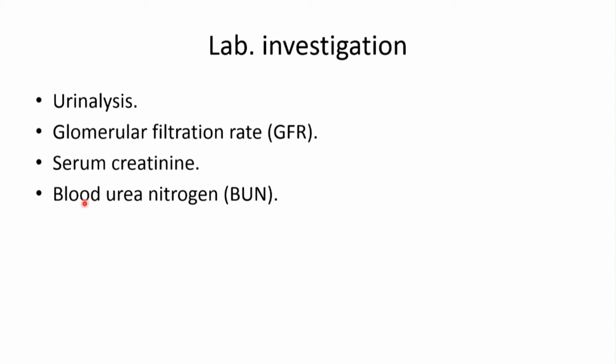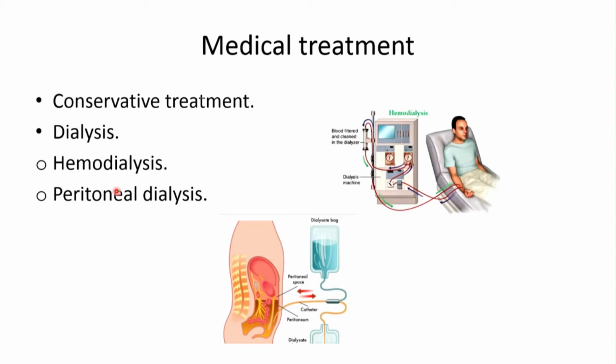And also an investigation for blood urea nitrogen. So this is the most important laboratory investigation, and actually the most important thing is the serum creatinine, because the glomerular filtration rate depends on the serum creatinine in order to diagnose a patient with end-stage renal disease.